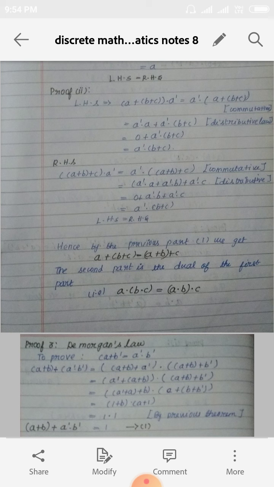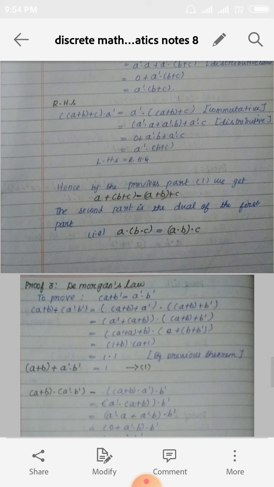And then the right hand side, a plus b plus c dot a dash is equal to a dash dot of a plus b plus c. And then applying the distributive property, we get 0 plus a dash dot b plus a dash dot c. So we get a dash dot of b plus c. So LHS is equal to RHS.